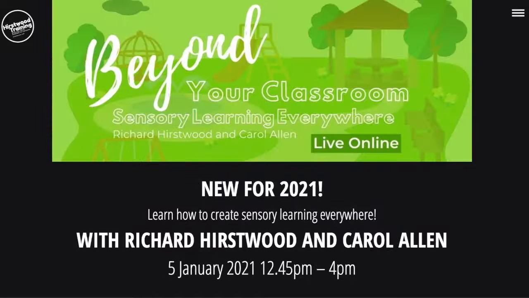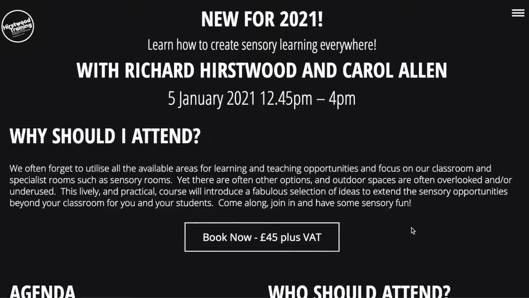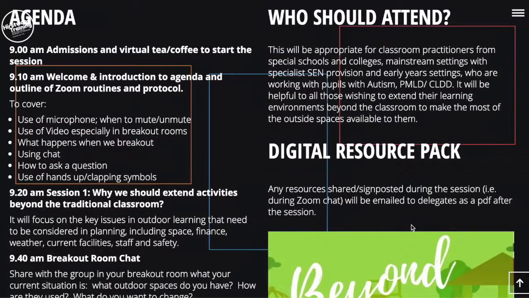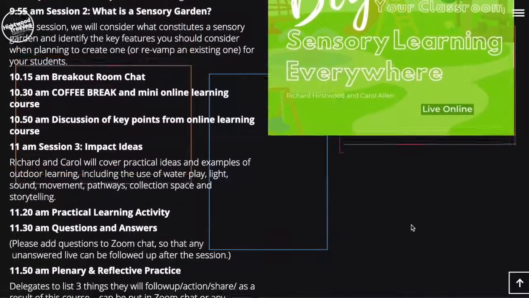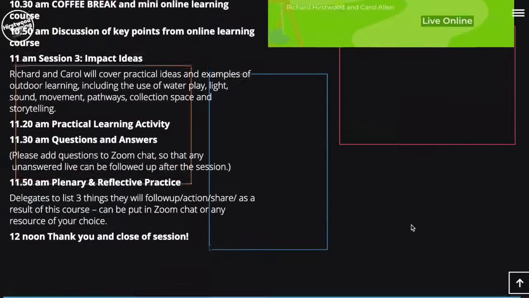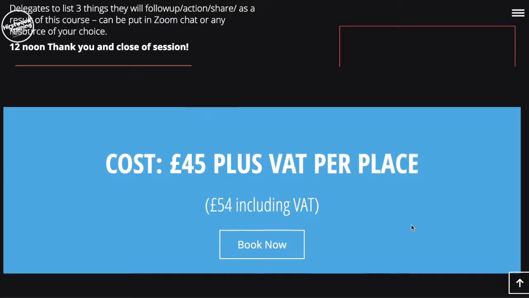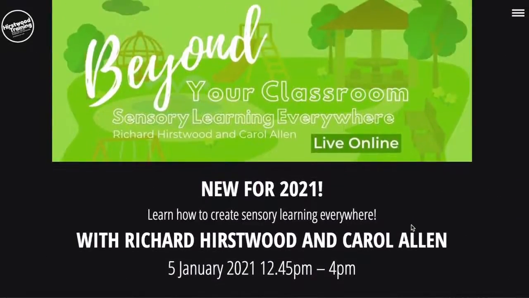The next course takes us beyond the classroom. Now, you know, your classroom space is great, but we often forget to utilize all the available areas that we've got for learning and teaching. So your outdoor spaces are amazing places to learn. So in this course, we're going to offer a great selection of ideas to extend your sensory opportunities beyond your classrooms. We'll give you lots of practical help about creating sensory gardens and tell you why it's important that you do this.